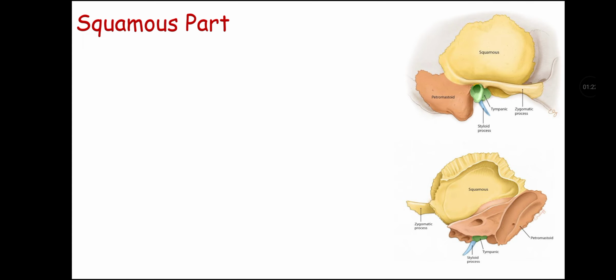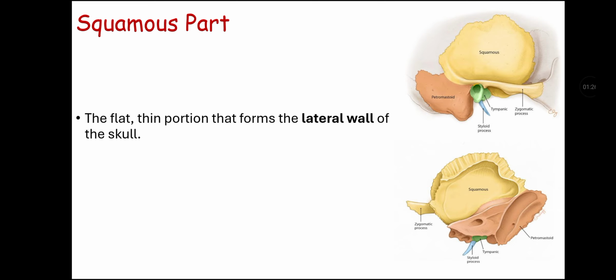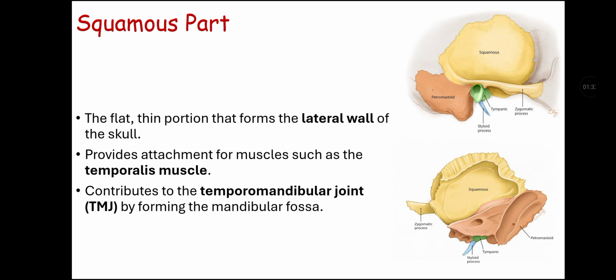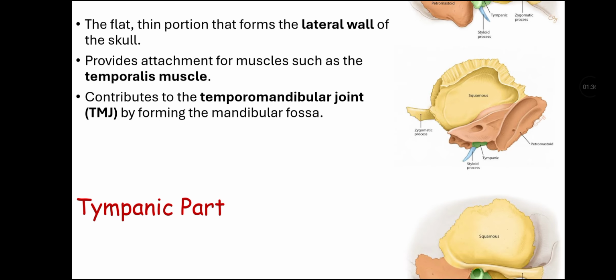First is squamous part of temporal bone, as you can see here in the diagram. This is the flat, thin portion that forms the lateral wall of the skull. It provides attachment for muscles such as temporalis muscle. It contributes to the temporomandibular joint by forming the mandibular fossa.